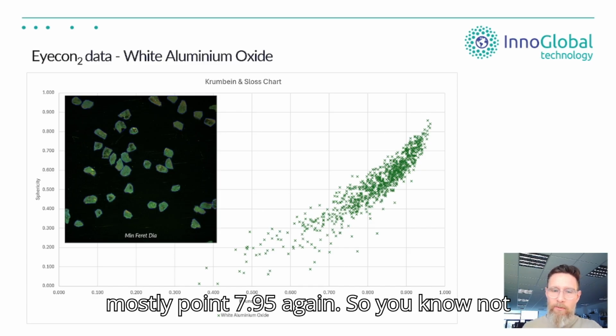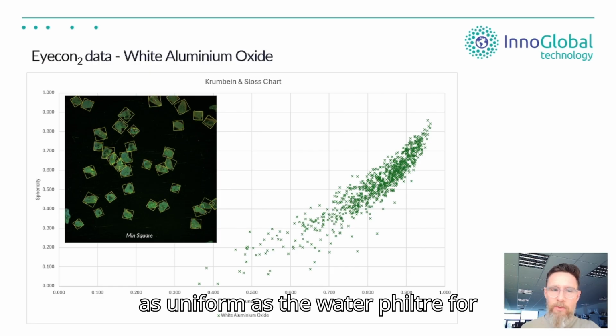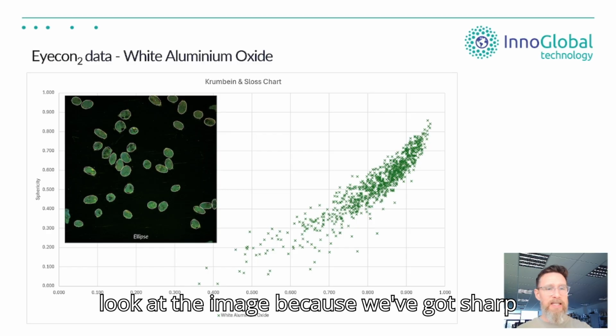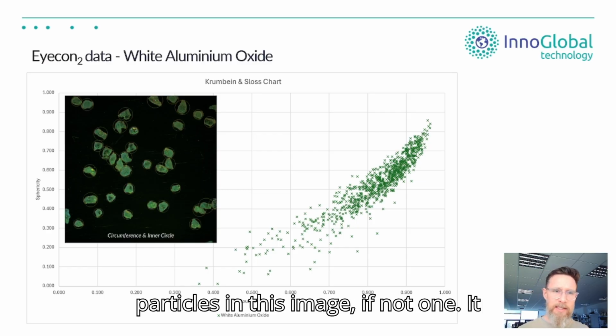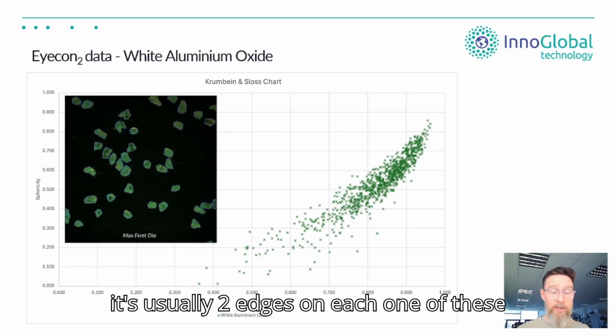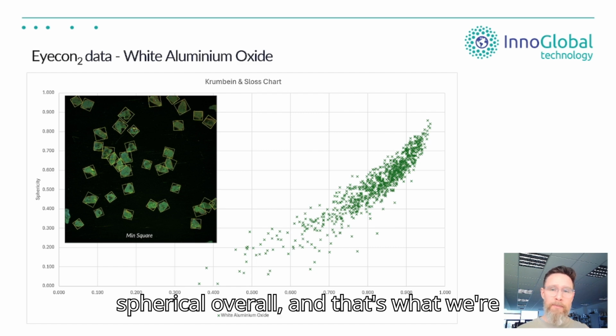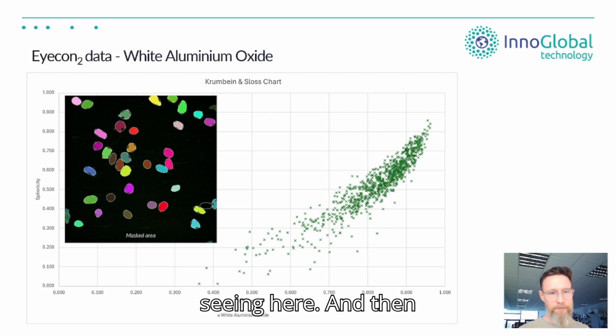Looking at the aluminum oxide, this was actually a wider, let's say, profile of roundness and sphericity, ranging from mostly 0.7 to 0.95 again. So, not as uniform as the water filter, for example. And that makes sense when you look at the image, because we've got sharp particles in this image. If not one edge, it's usually two edges, and each one of these particles has a point, meaning that they shouldn't really be coming in as very spherical overall. And that's what we're seeing here.